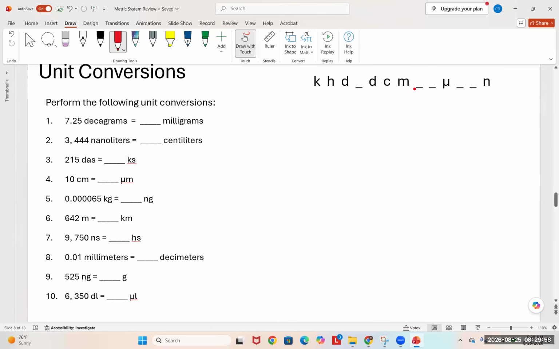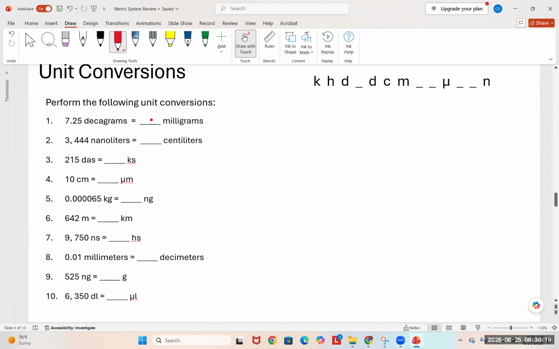And then I don't have a clever way to help you remember mu and nano, but it just goes blank, blank, mu, blank, blank, nano. So again, King Henry died, gasp. This tends to be like the base unit here. And then drinking chocolate milk, blank, blank, mu, blank, blank, nano.